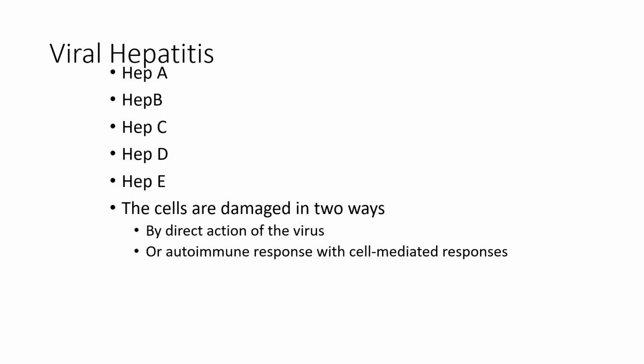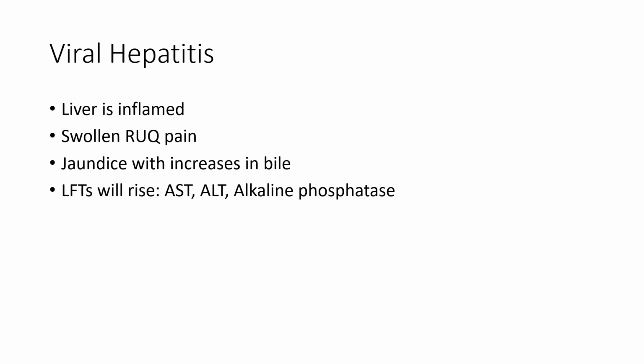At the end of the day, hepatitis refers to inflammation of the liver. The liver cells are damaged in 2 ways. One, either by direct action of the virus or some sort of autoimmune response with cell-mediated responses. So with viral hepatitis in itself, the liver is just inflamed, swollen, with right upper quadrant pain, jaundice with increases in bile, and LFTs will rise.